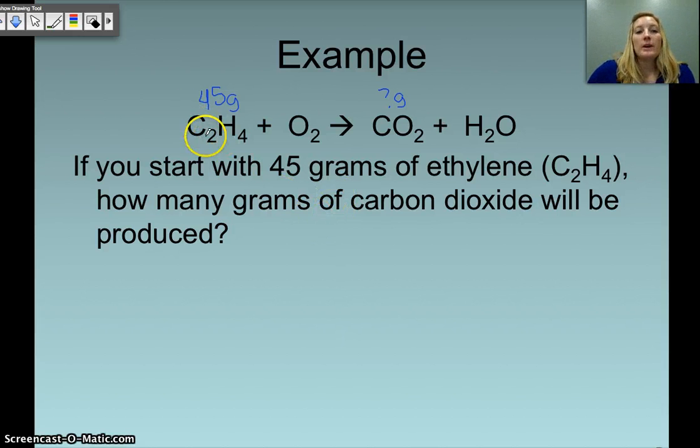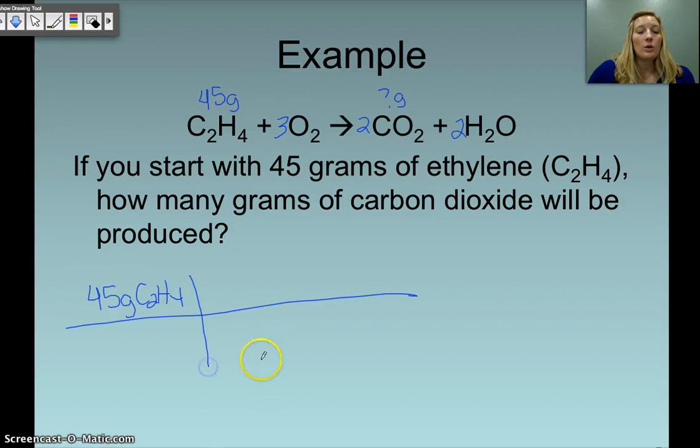So when we balance this, we have 2 carbons, 1 carbon, so we need a 2. We have 4 hydrogens, 2 hydrogens, so we need a 2. We now have 2 oxygens here, 4 here, so 6 on this side, so we need a 3. So now that our reaction is balanced, now we can use some stoichiometry to get from one substance in this reaction to the other. So if we start with 45 grams of C2H4, we know that according to our mole maps, grams to moles, the only way to get from one to the other is mole to mole.